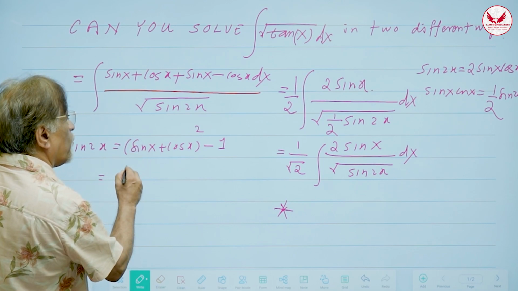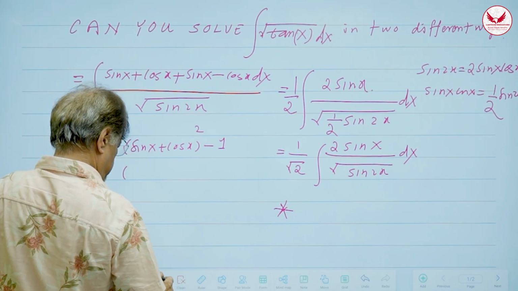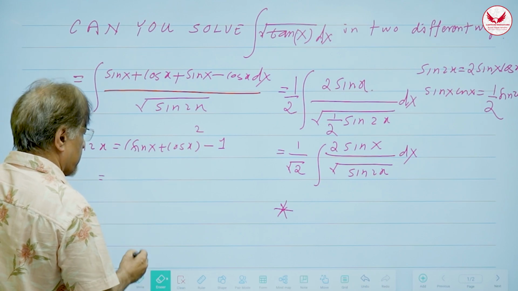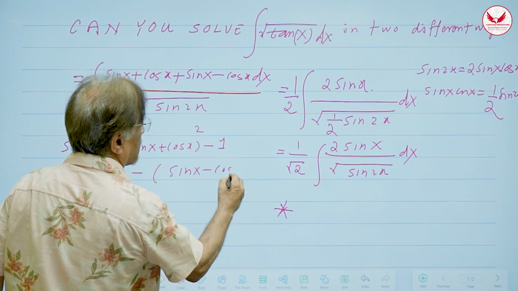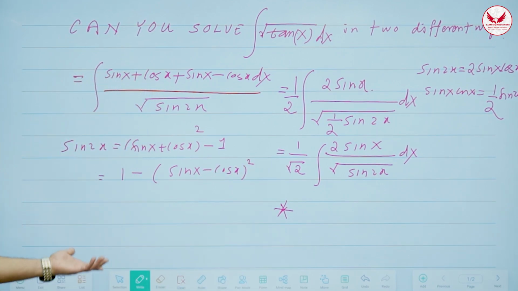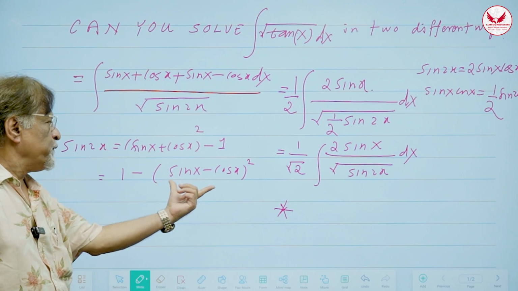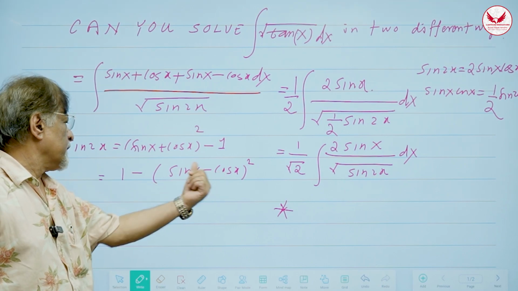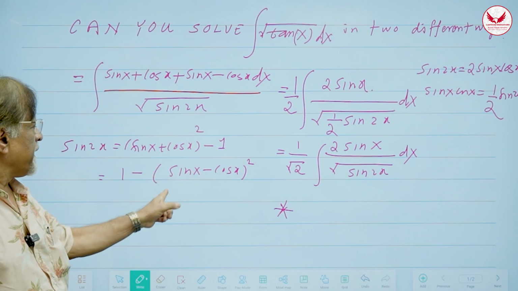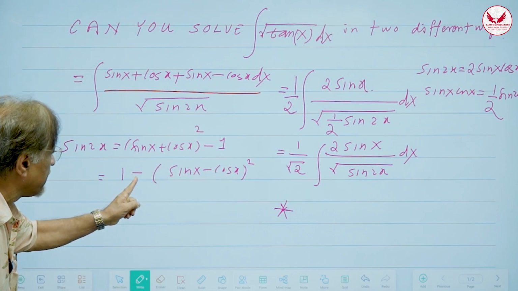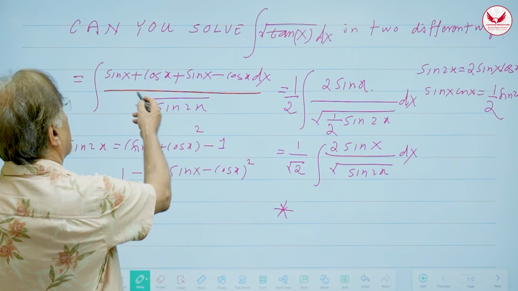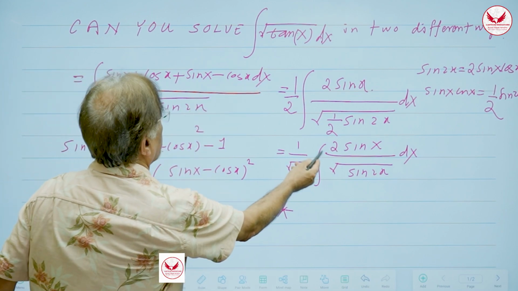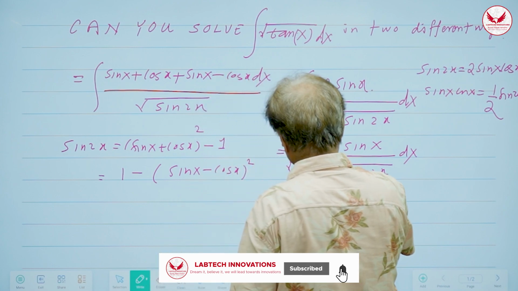But sin 2x can also be written as 1 minus (sin x minus cos x) bracket square. Just verify. If we expand this, sin square x plus cos square x will become 1. That will get cancelled with 1. Middle term will be minus 2 sin x cos x. Along with the minus sign, it will become plus 2 sin x cos x, which is nothing but sin 2x. Followed? Now you will understand why I have converted this one problem into these two steps.